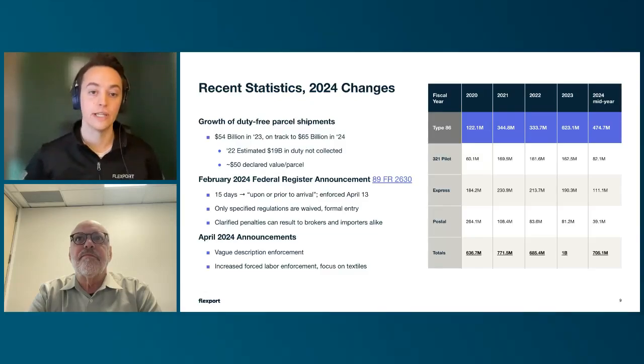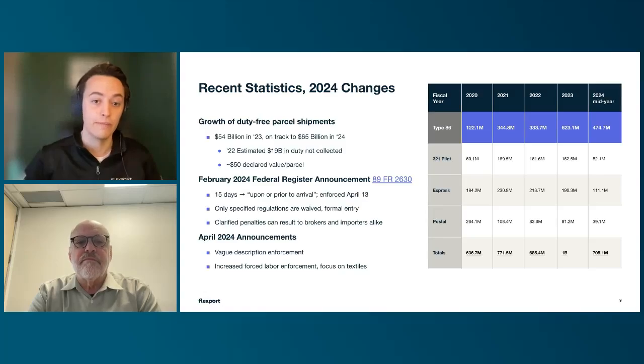And on the chart on the side of the screen there, you can see that most of the growth of these low value de minimis shipments has really come from this Type 86 space. We're seeing an almost fivefold, potentially as high as maybe sixfold increase by the end of this year in the number of individual parcels being cleared through customs. You see the total at the bottom there, but Type 86 is really where this growth area is.